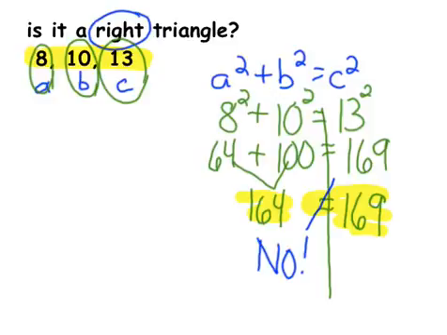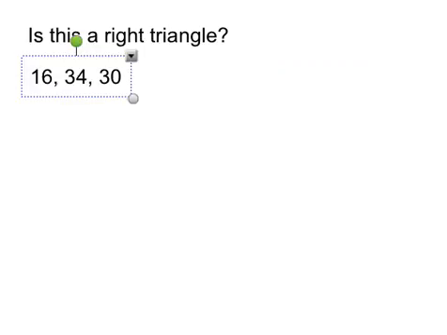So I did the same exact thing, I just don't have a picture. If it helps you to draw a picture, you may do that. But it's solvable with and without. This is my last example. My numbers here are 16, 34, and 30. Same thing. I got to figure out which of these is my biggest side. The biggest number here is 34. The biggest number is the hypotenuse. And my hypotenuse is C, so I'm going to put a C underneath 34 right away.